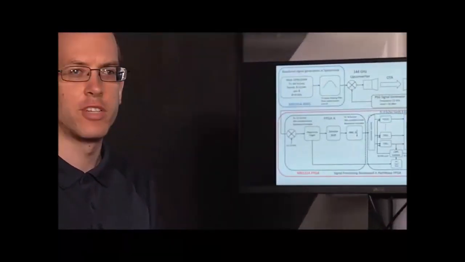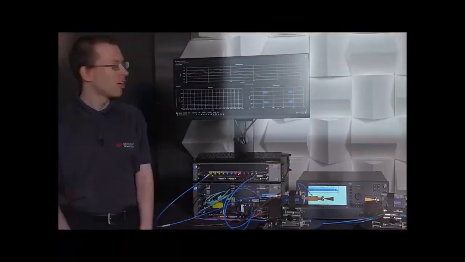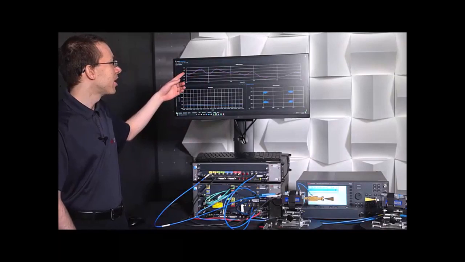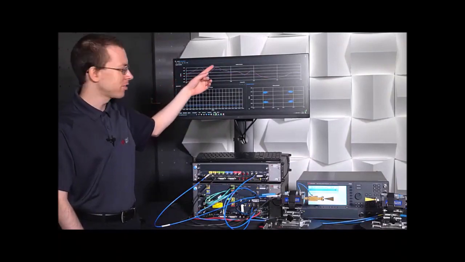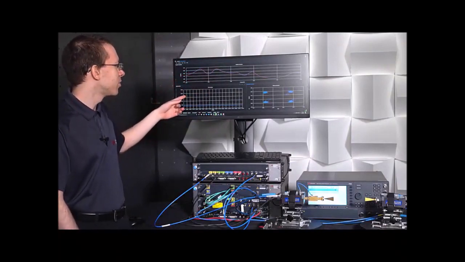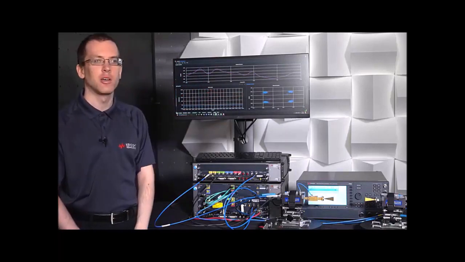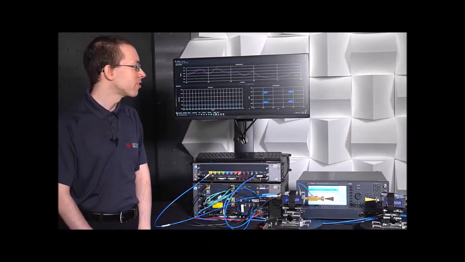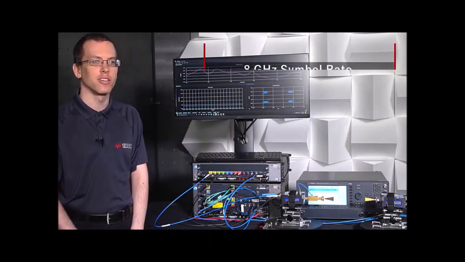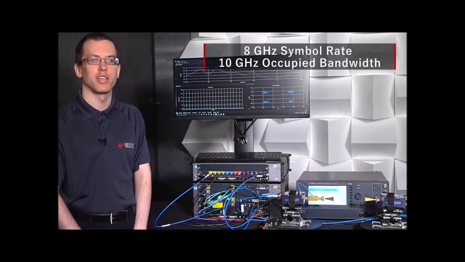And now I'll do a live demo of the 6G system running. On the screen, on the top trace we have the equalizer frequency response. On the lower left trace we have the bit error rate versus time. On the lower right trace we have the equalized IQ symbols showing a transmit waveform with an 8 GHz symbol rate and an occupied bandwidth of 10 GHz.